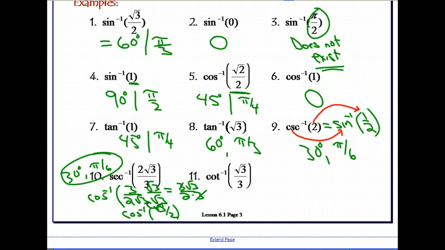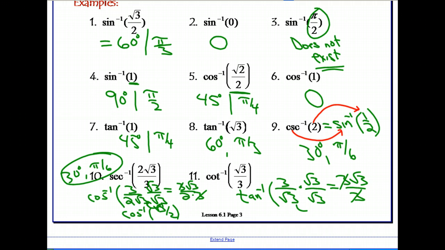Last one, cotangent inverse. Well, I'll take the reciprocal. I'll do a tangent inverse. I'll take a reciprocal, 3 over root 3. I'll rationalize it. I've got root 3 over root 3. I've got 3 root 3 over 3. Oh, the 3's cancel out. Because again, look, root 3 times root 3 is just 3. So where was the tangent root 3? 60 degrees. Or pi thirds radians.